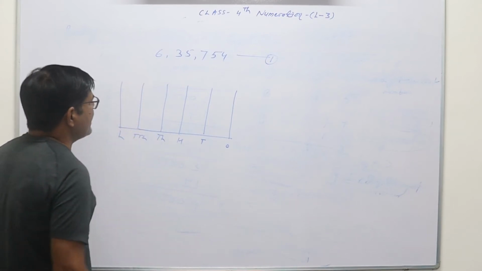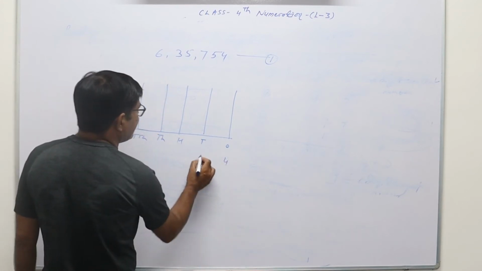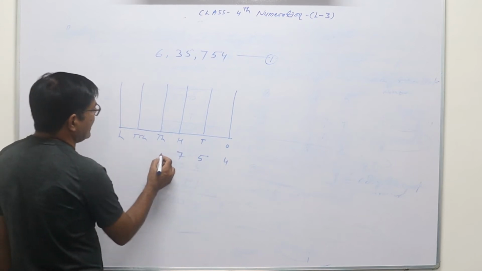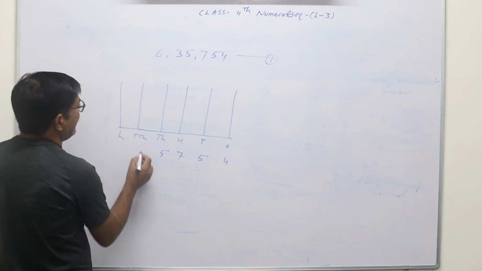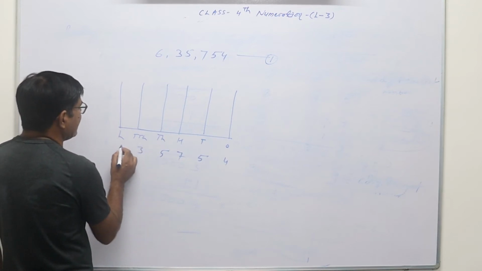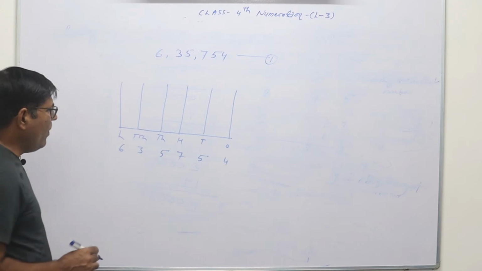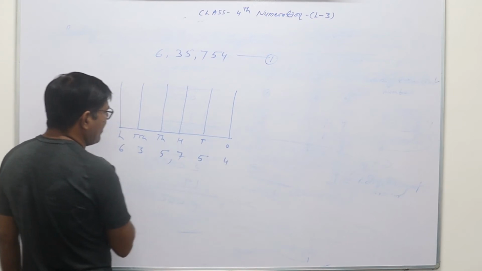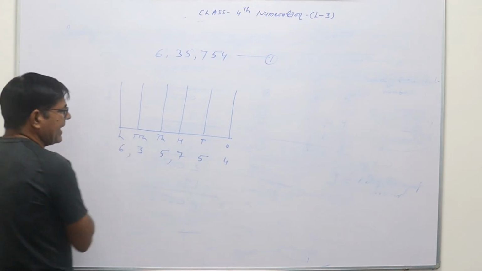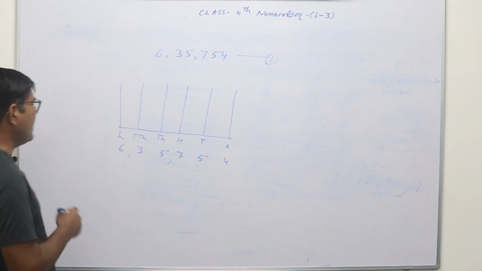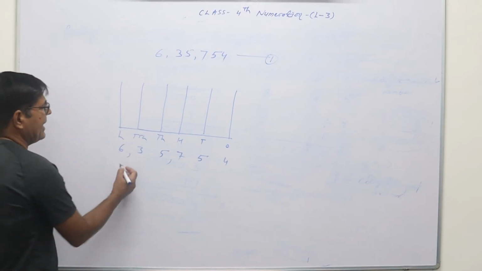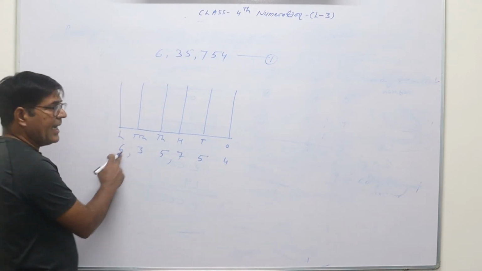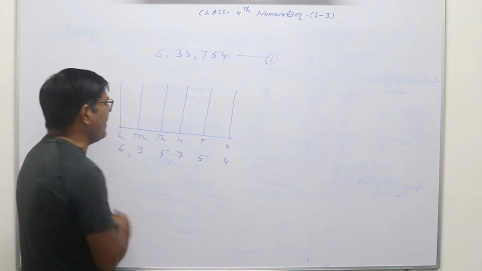So the digit at ones is 4, the digit at tens is 5, the digit at 100 is 7, the digit at 1000 is 5, the digit at 10,000 is 3 and the digit at lakh is 6. So in standard form, after 100 we will put the first comma, and then after 10,000 we will put the second comma. So in the Indian place value system, this given number is in standard form and it is read out as 6,35,754.